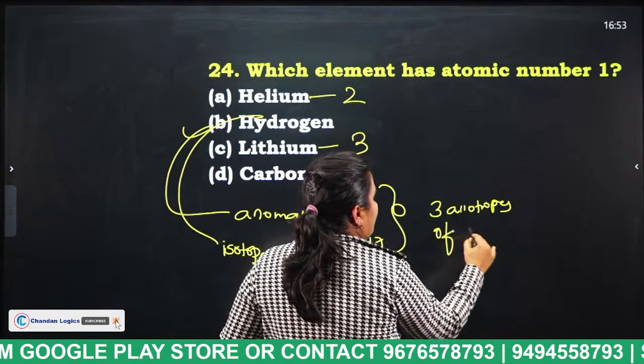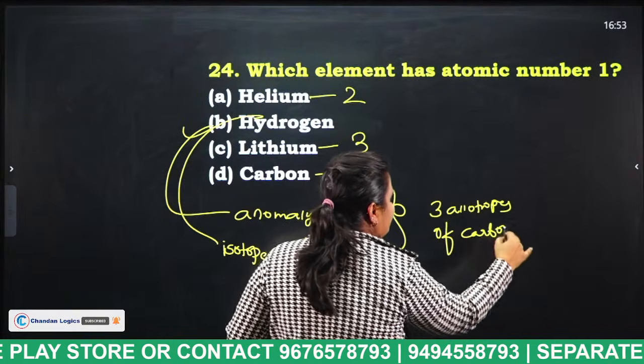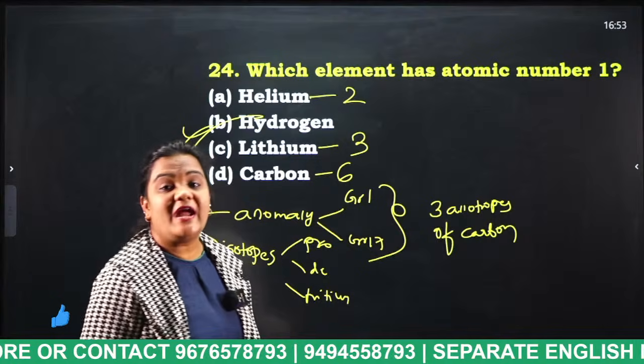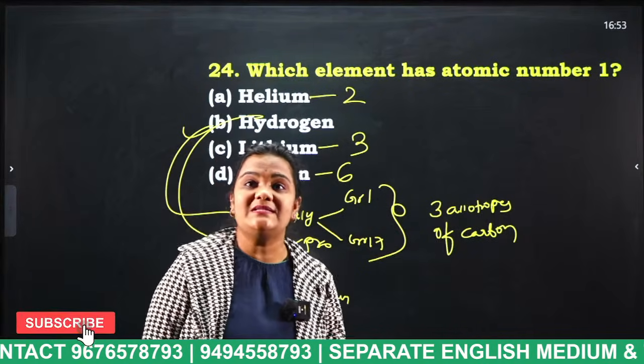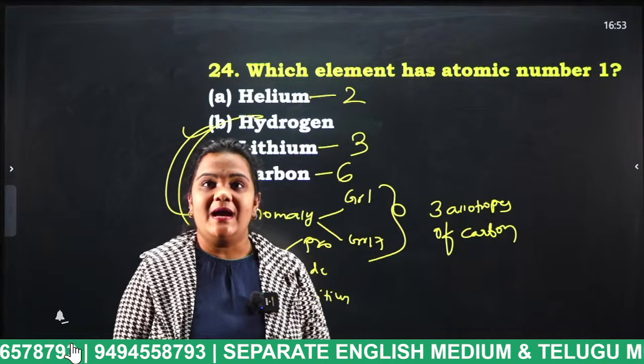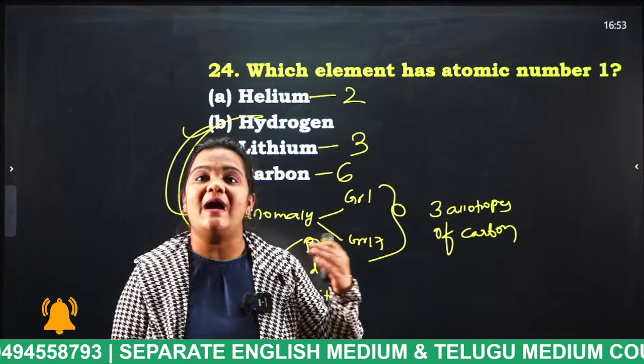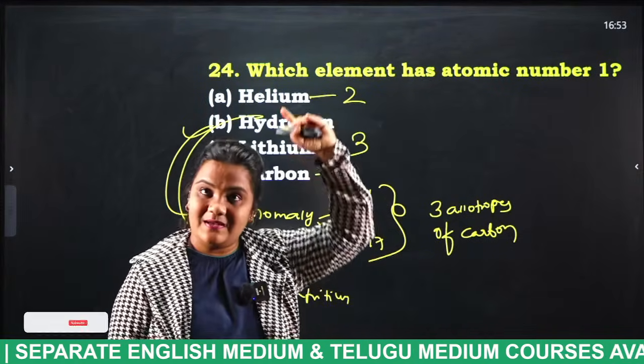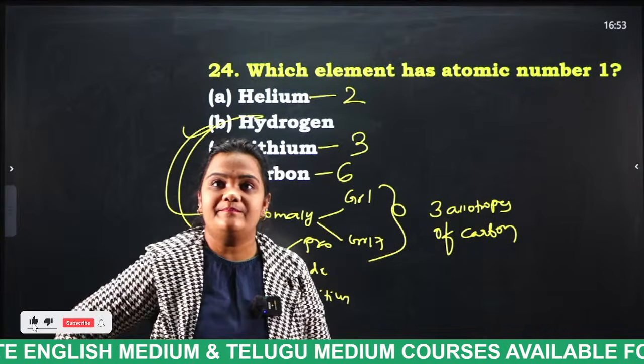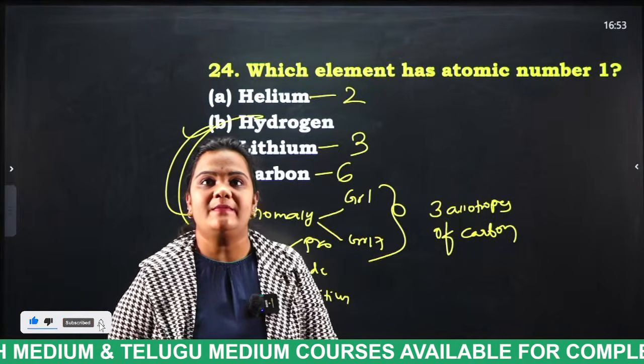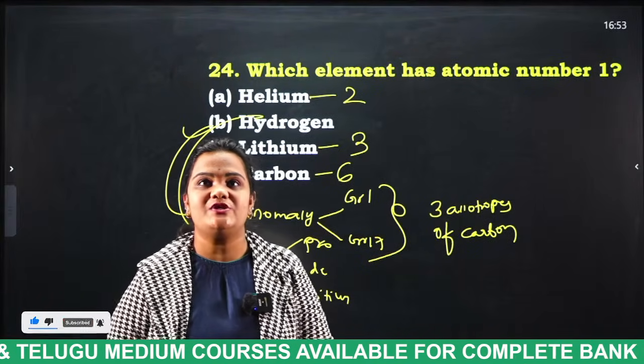Carbon is considered as what, students? Carbon is considered the king of elements. Hydrogen is abundantly available in the sun. Okay, so tell me students, what is the answer for this question?